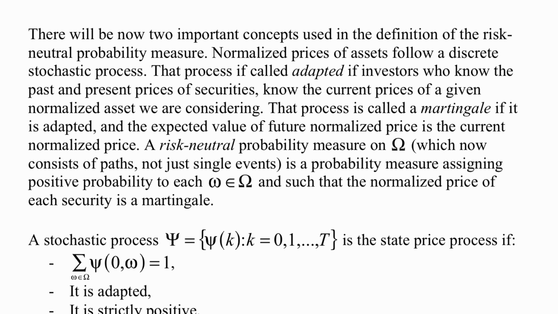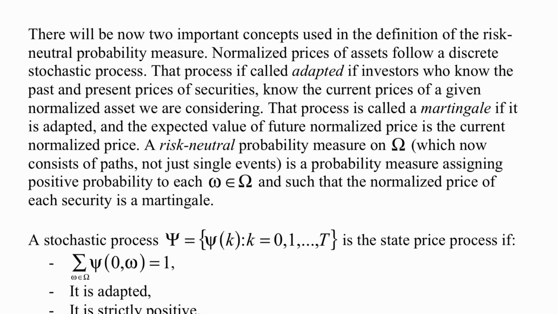The process is called adapted if investors who know the past and present prices of securities know the current prices of a given normalized asset we are considering. That process is called a martingale if it is adapted and the expected value of the future normalized price is the current normalized price. So in general, a stochastic process is a martingale if the expected value of what it will be in the future is its value today. And the martingale here is the process of normalized prices of securities.